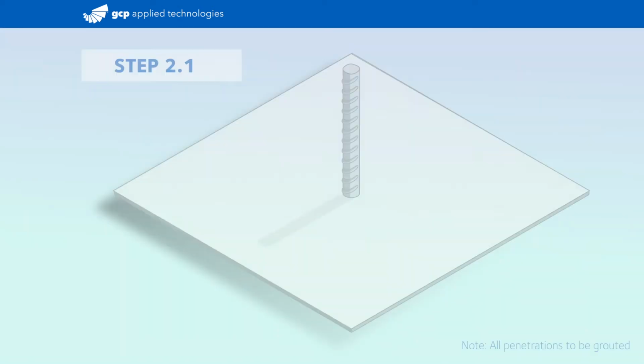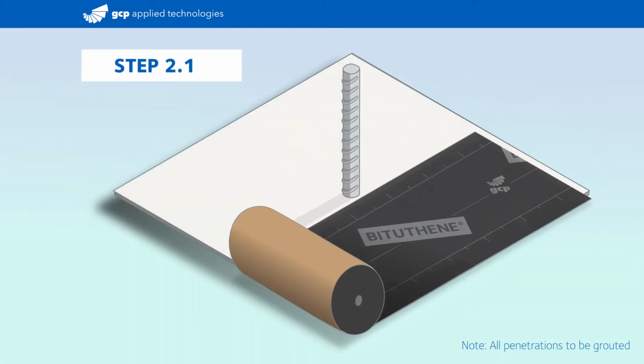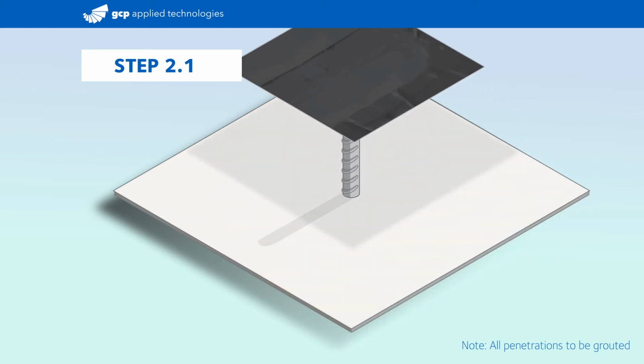Next, cut and dry fit 4-inch square target patches of Bituthene membrane. To fit the target patch, mark the outside diameter of the penetration and cut around it accordingly. Continue this process, fitting all target patches around all penetrations.